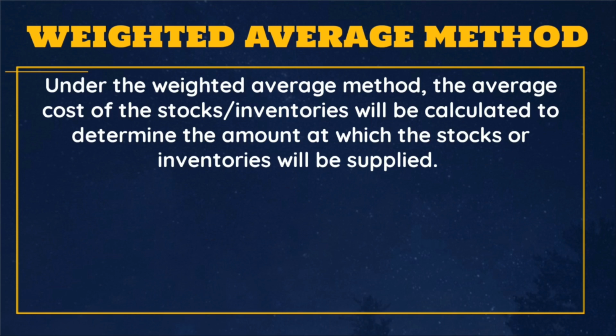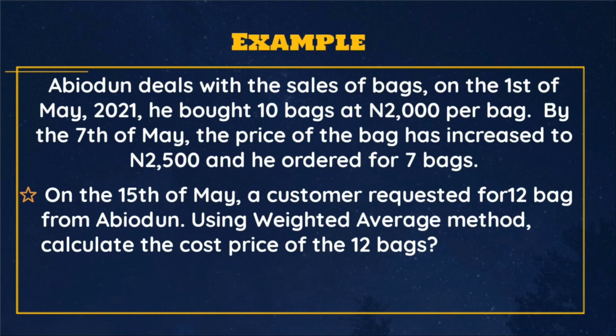Under this method, it means at each period that the firm wants to supply goods out, they are going to calculate the average stock at that period, and that average stock will be used to multiply the number of the items to determine the total cost of inventory. So let's take the same example.